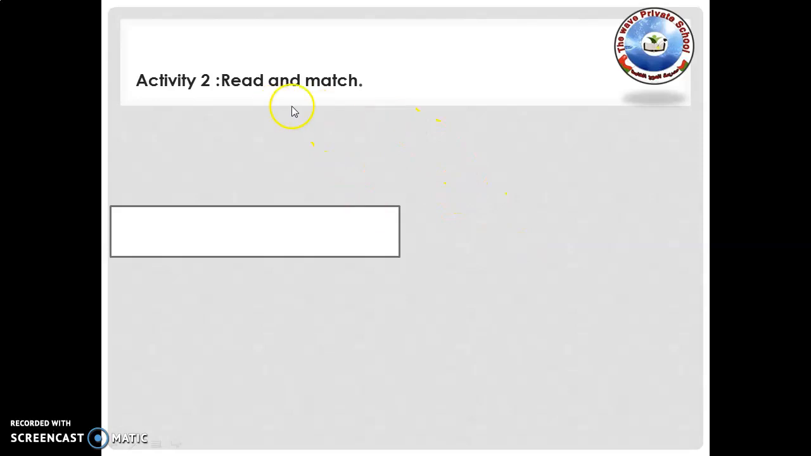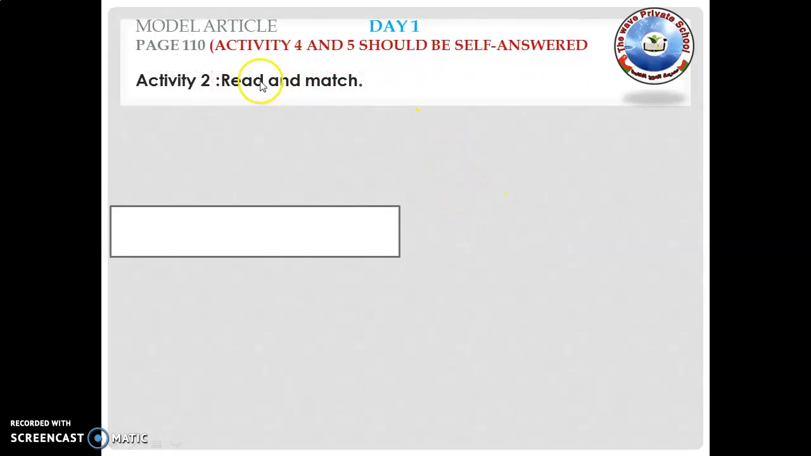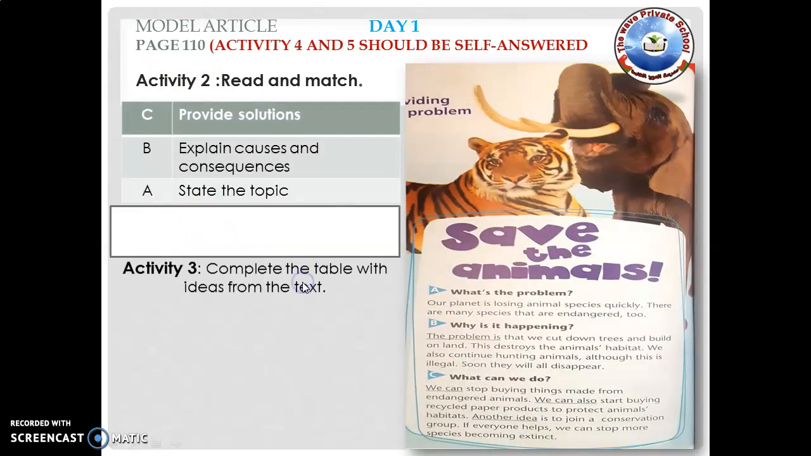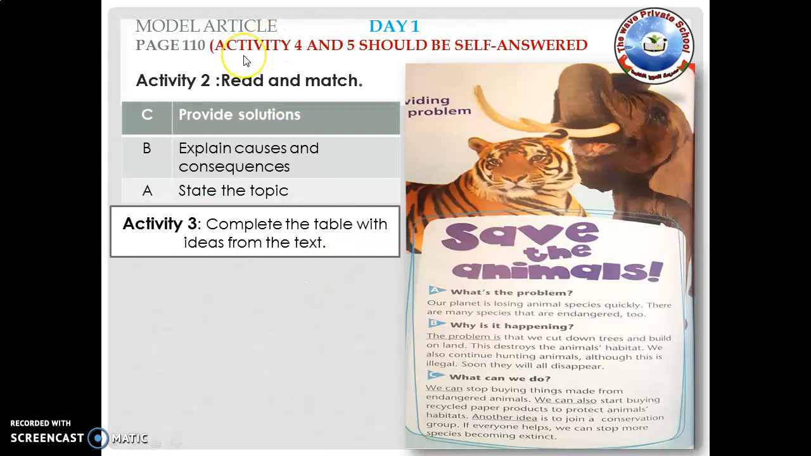Now, activity 1 is already done. So here we're going to do activity 2 and activity 3. So the remaining activities 4 and 5 should be self-answered. You can answer this at home, and I would like you to have your books with you so that, at the same time while listening and watching, you can answer the pages of your book. So this is for day 1, which is on page 110.